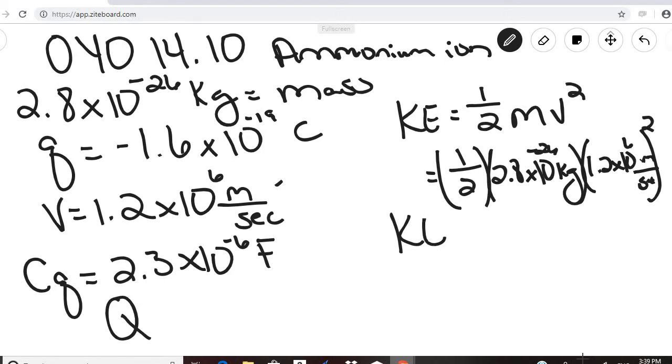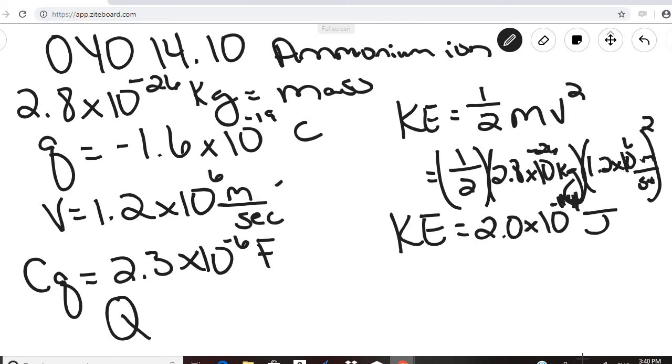Okay, so what you should get when you do that calculation is 2.0 times 10 to the negative 14, and what you will get is kilogram meters per second squared times meters. So you're going to get Newton meters, which is a joule. Okay, so kinetic energy is 2.0 times 10 to the negative 14 joules.